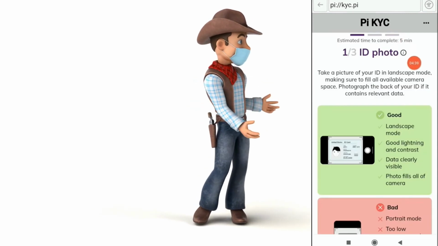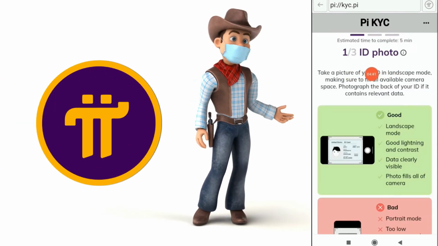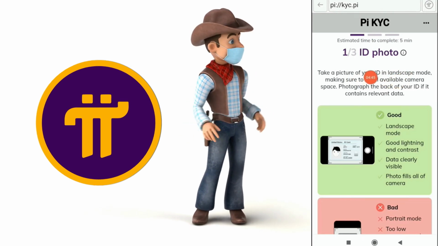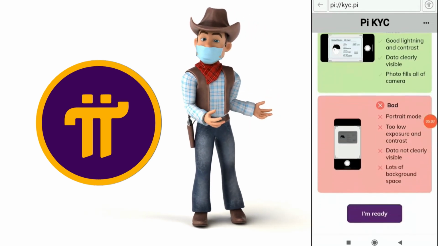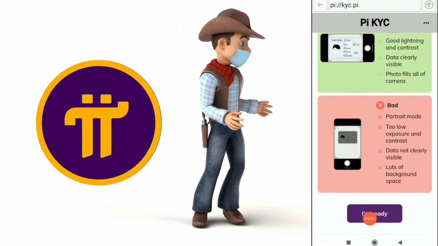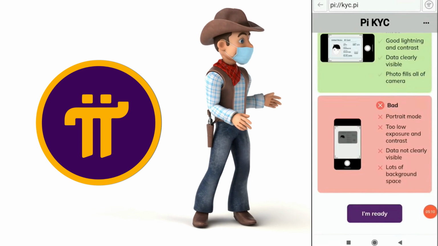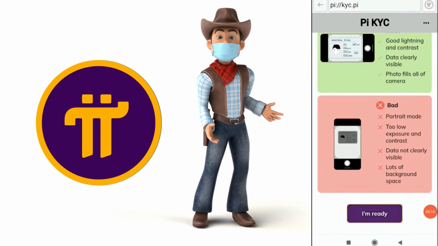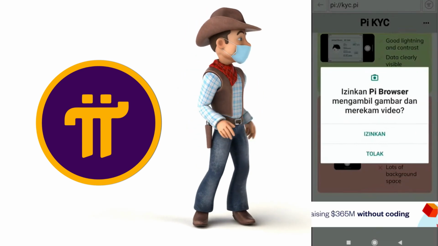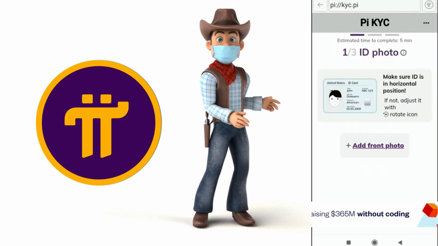Then you will need to take a picture of your ID in landscape mode, making sure to fill all the spaces of the camera. Also, you will take a picture of the back of the ID, if it has any information. You will also need to carefully go through the listed things you need to do and not to do. When you are set to begin, click on the I'm Ready button. Next, you will be prompted to allow the Pi browser to take pictures and videos.